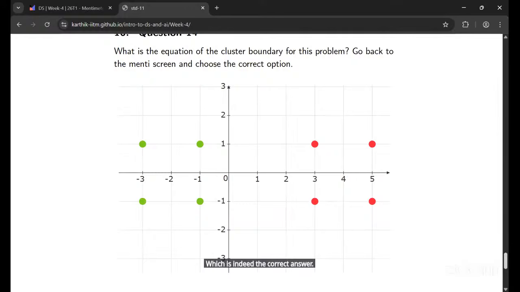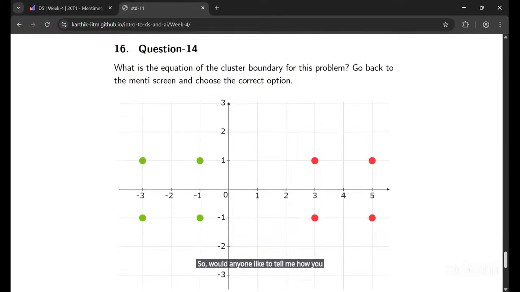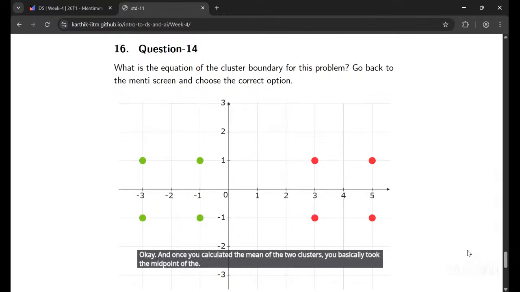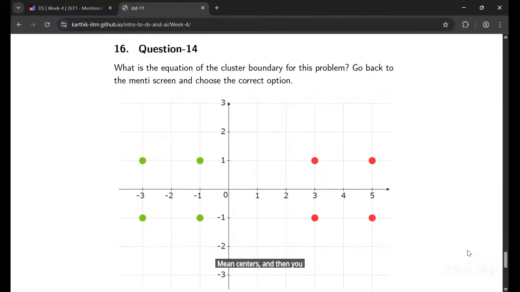So would anyone like to tell me how you calculated the same? Ma'am, we took the midpoints of the two clusters and then found out the value of x that was exactly in between them. Yeah, just a small correction. You don't take the midpoint, you take the center or the mean. Okay. And once you calculated the mean of the two clusters, you basically took the midpoint of the mean centers and then you landed up with x equal to 1.